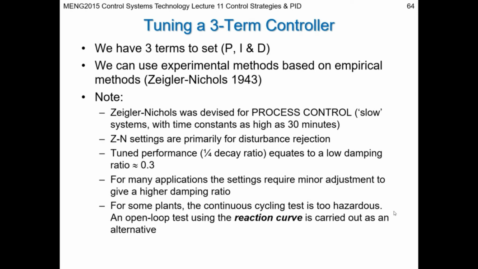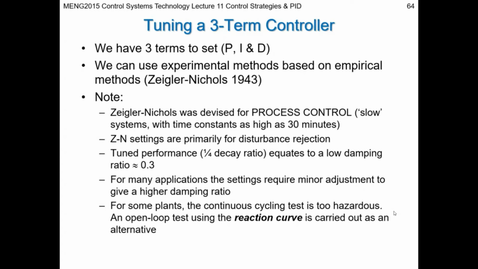They tuned the performance to a quarter decay ratio, which means that every oscillation after a response to a disturbance or a change in your input is expected to decay to a quarter of the previous spike, which corresponds to a damping ratio of about 0.3. So if it goes down to a quarter of its previous oscillation magnitude each cycle, that's like a damping ratio of 0.3.